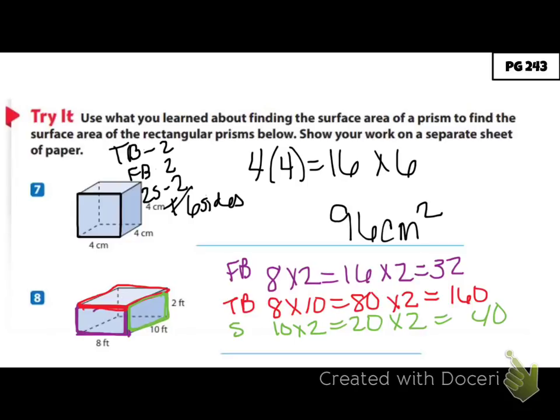Now I'm going to go through and I'm going to add these up. So I have 32 plus 160 plus 40. So that's 232 feet squared.